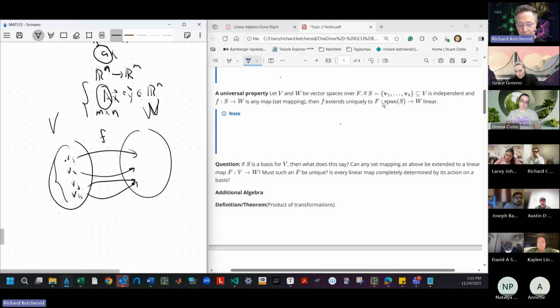Then there's a unique function F that extends f to a linear map from the span. So that's what this is saying: there's a unique linear function F which extends this little f, which is completely arbitrary, to the span of S. So what is the proof of that? What does an element of the span of S look like? S is these vectors up here.